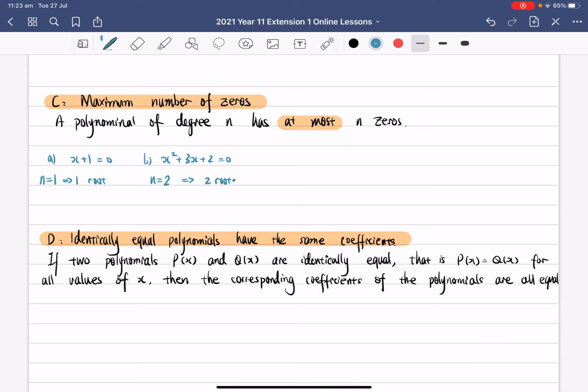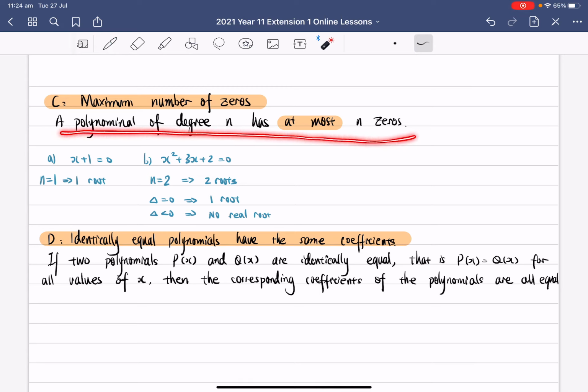But remember, for quadratics we're always looking at the delta, the discriminant. If the discriminant is equal to 0, then we have one double root, which is like two roots but one distinct root. When delta is less than 0, then we have no real roots. We can still have complex roots, but no real roots. So this property still makes sense because they use the words at most.